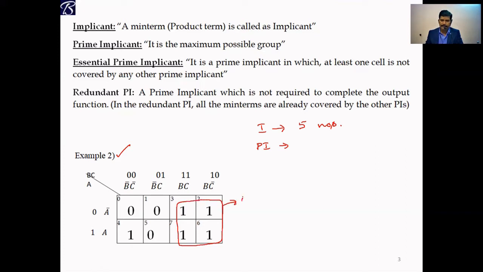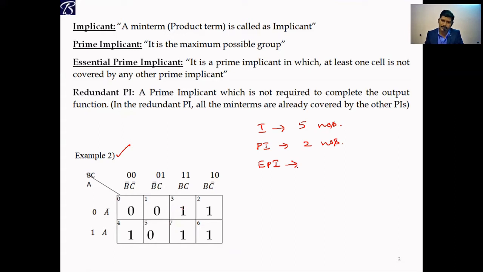This is 1. And if we consider cell number 4, what is the maximum possible group? Only 1. That is this one. So prime implicants are 2 numbers, right? Now how many essential prime implicants?